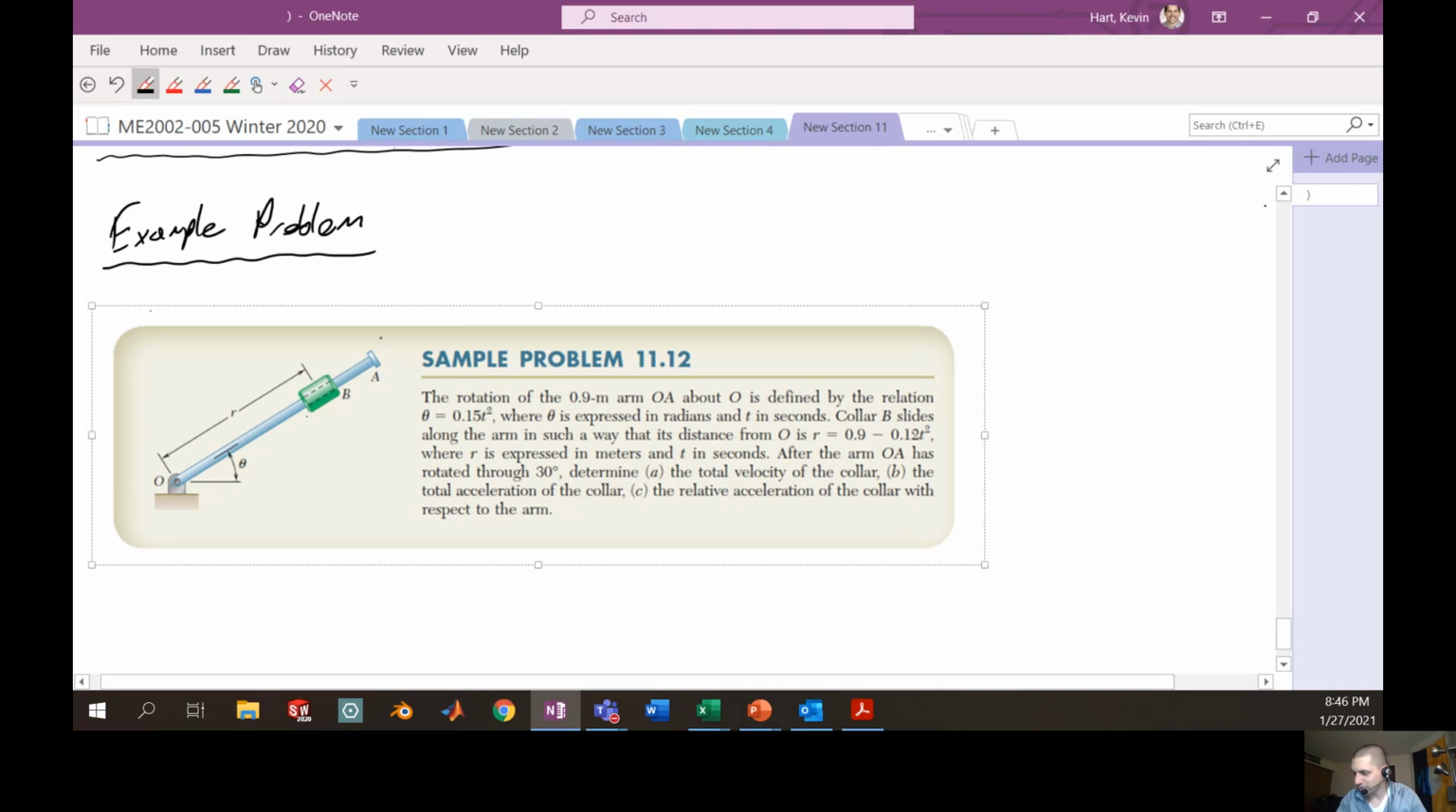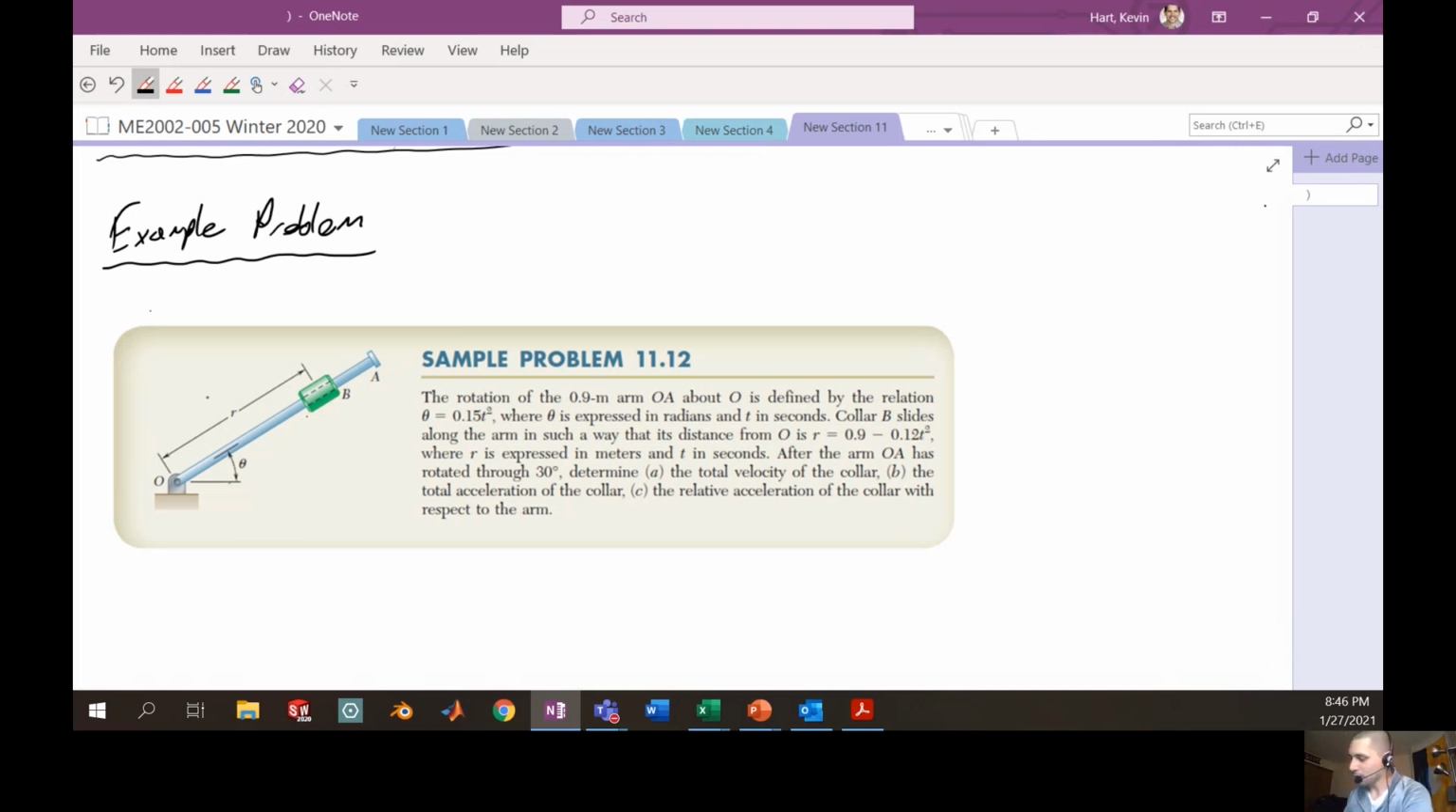And we're told that this shaft here, this shaft OA, is rotating with some time function, which is 0.15 t squared. That means that it's increasing its angle of theta in this general direction as a function of time. So basically this guy is just moving along in this way, and its angular motion is increasing with time t squared.